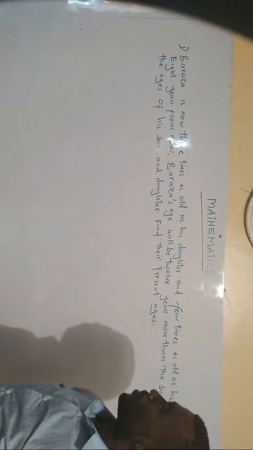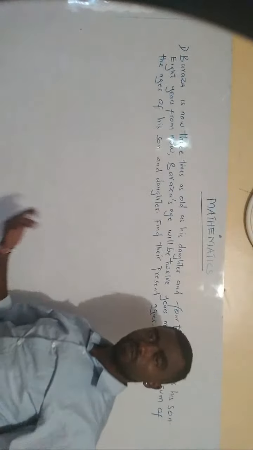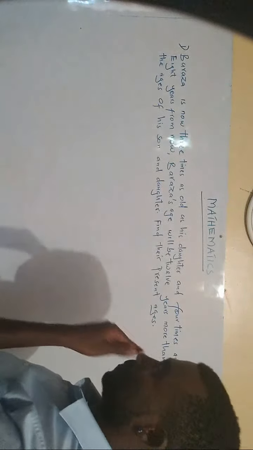Mathematics. Baraza is now 3 times as old as his daughter and 4 times as old as his son. 8 years from now, Baraza's age will be 12 years more than the sum of the ages of his son and the daughter. Find their present ages. These are common questions, students. I know we've come across this kind of question, and I'll take you through such a problem.